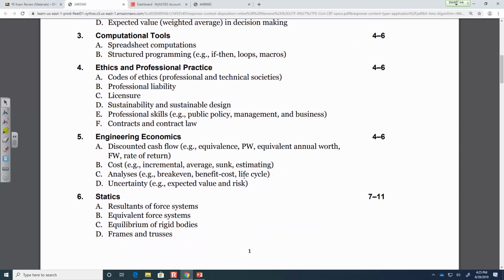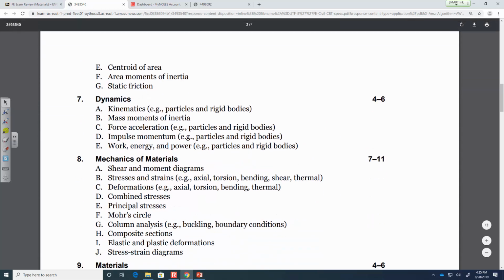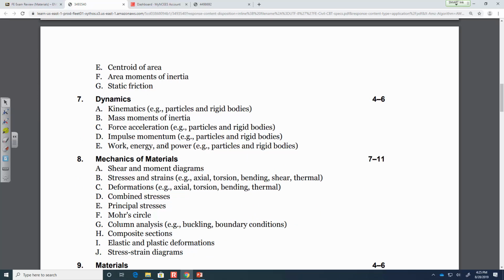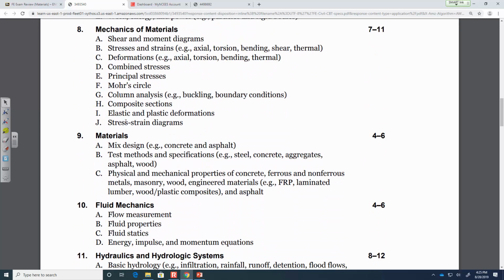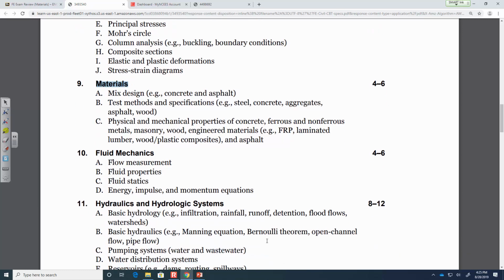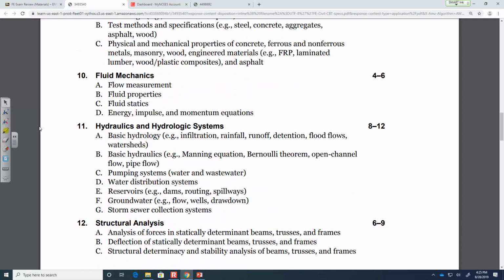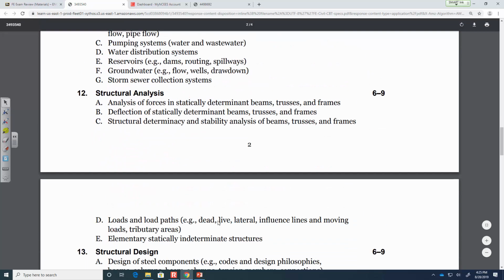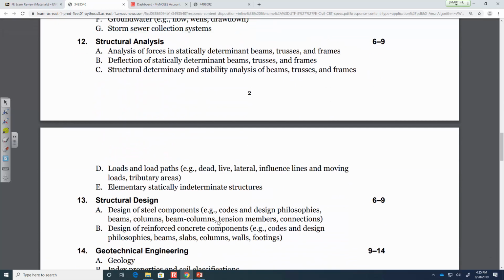Econ, statics and dynamics. Mechanics and materials, that's just mechanics of deformable bodies, so we call it that here at Marshall. Materials, so this is going to be mixed design, and just a little bit of an extension on mechanics, like properties of wood and concrete and metals and so on. Fluids, H&H, so hydraulics and hydrology. Structural analysis, structural design, so steel and concrete wrapped into one.